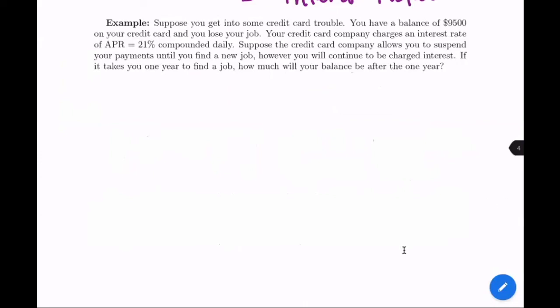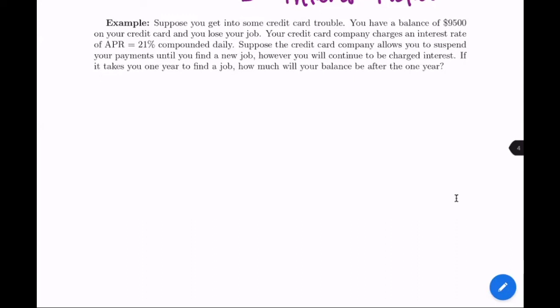All right, so for this problem, what we need to note is we're not making any payments. So it's almost a trick problem. This isn't a loan payment problem. This is actually a compound interest problem in disguise. So all we're really noticing is there's a balance of $9,500. It's being compounded daily, and we have an interest rate of 21%.